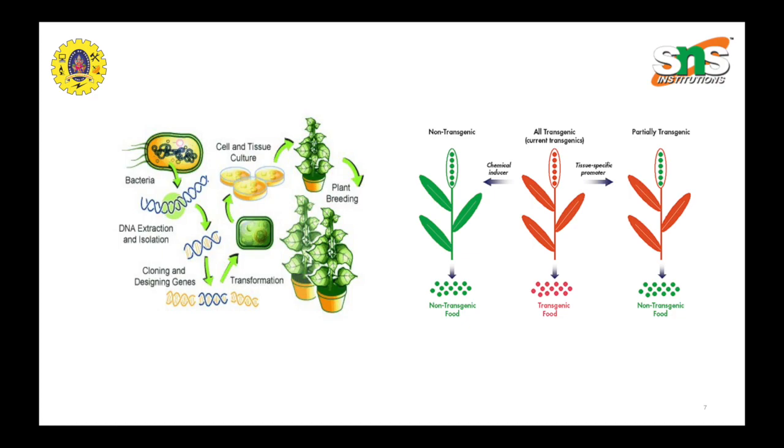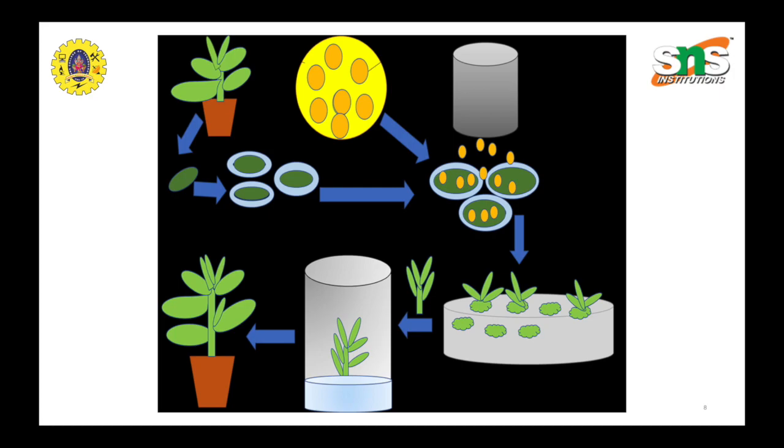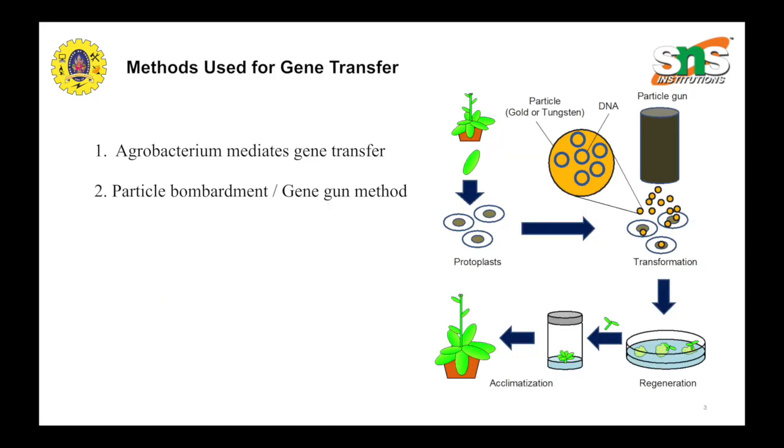The main goal for the transgenic plant is to provide the plant a new characteristic that does not arise naturally in that kind of plant. There are several different types of gene transfer. The main two methods to transfer the genes in the plants are agrobacterium mediated gene transfer and particle bombardment. The particle bombardment is also called the gene gun method.